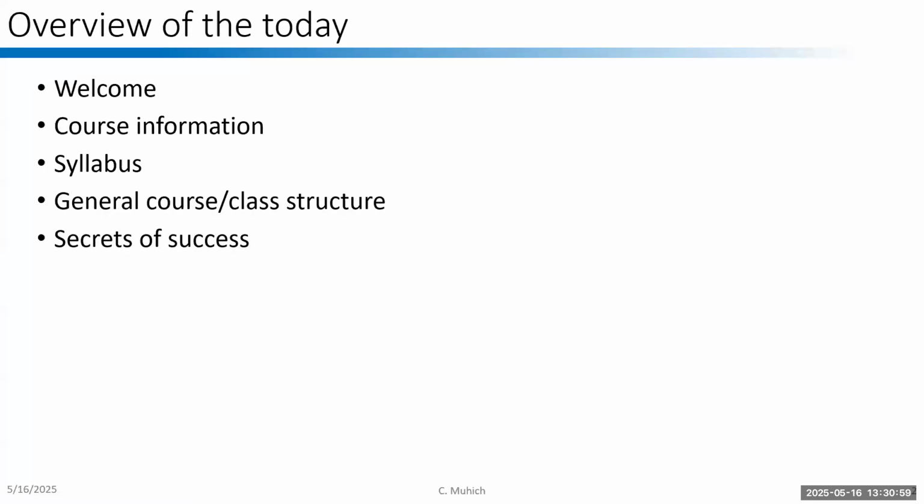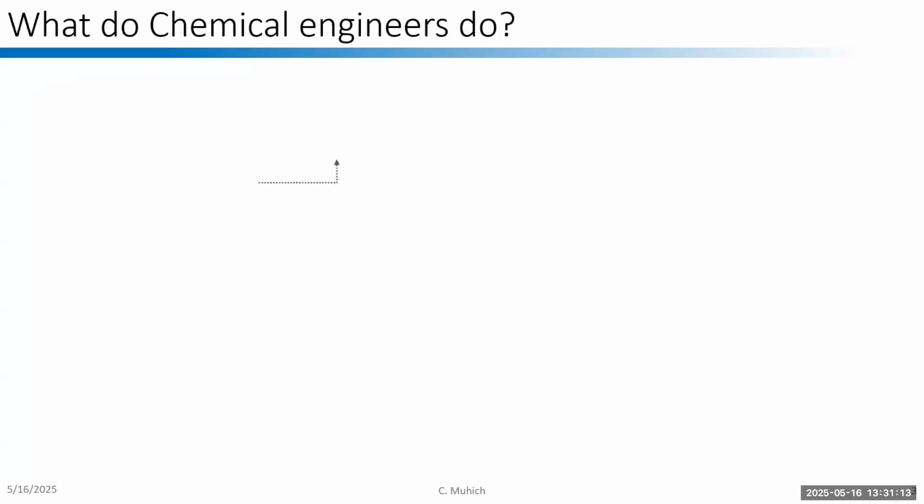Today, we'll do a welcome and an overview of what chemical engineering is. Then we'll go through some course information. We'll talk about our syllabus. We'll talk about the course and the class structure, and then secrets of success.